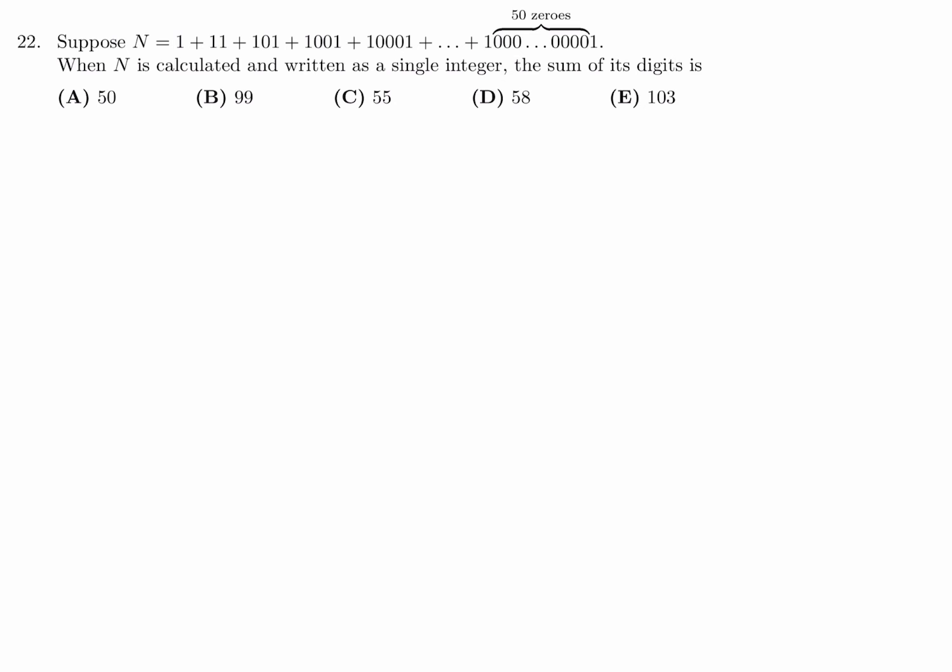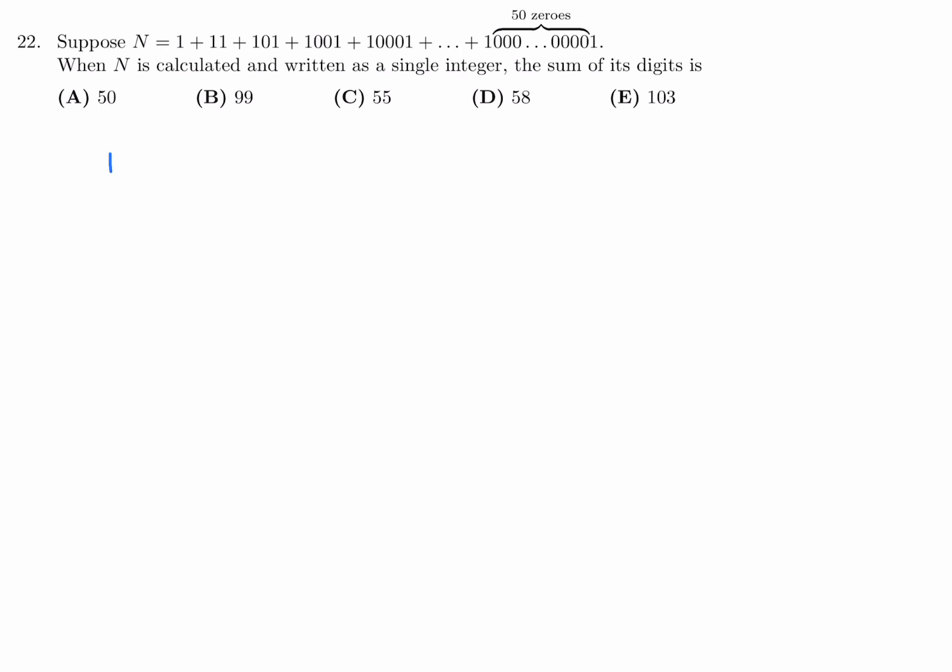Suppose that n is equal to 1 plus 11 plus 101 plus 1001 plus 10001, all the way till you get to this big long number, which has 50 zeros in it and 1 on opposite ends of the number. When n is calculated and written as a single integer, the sum of its digits is.